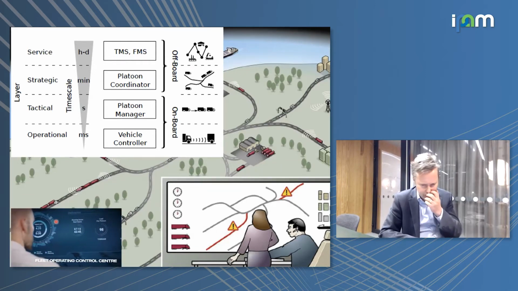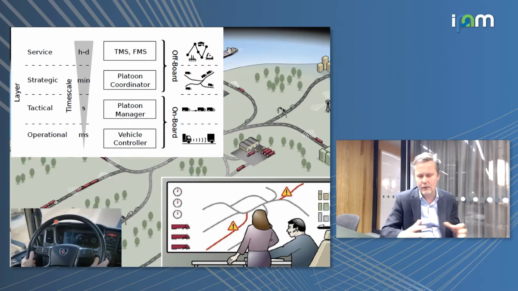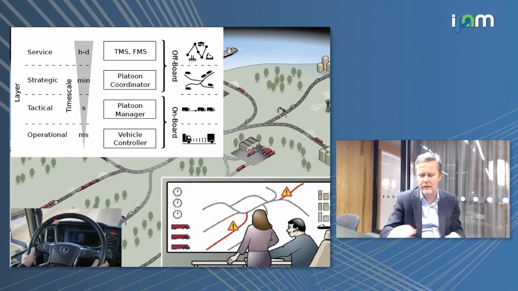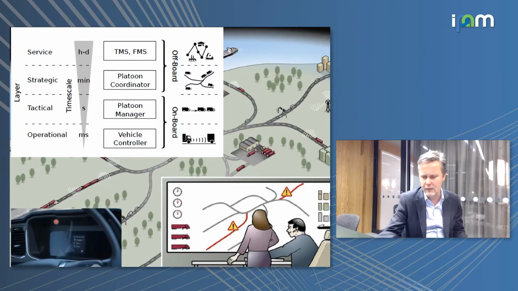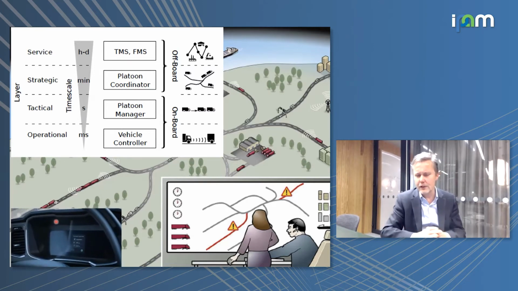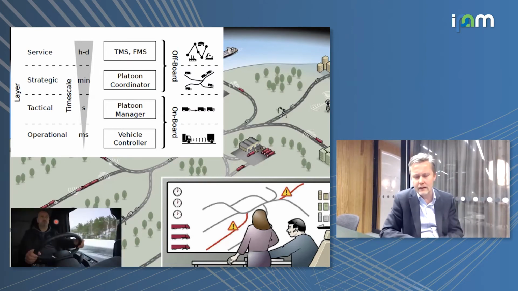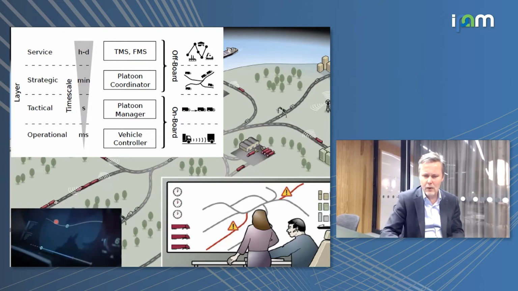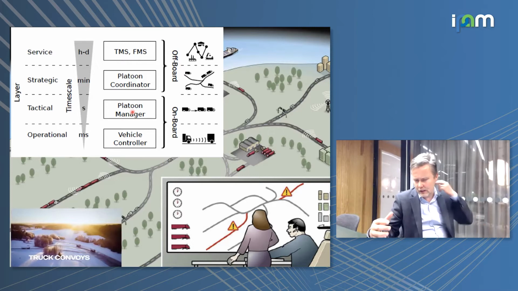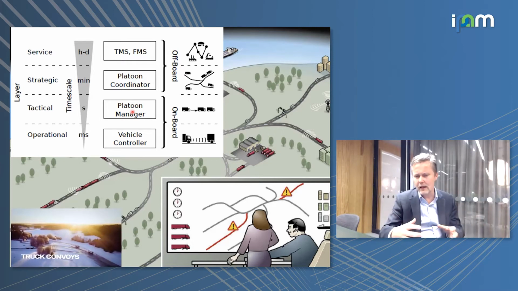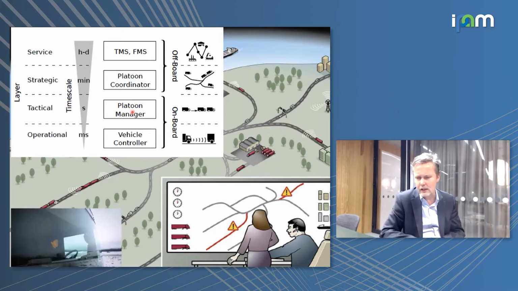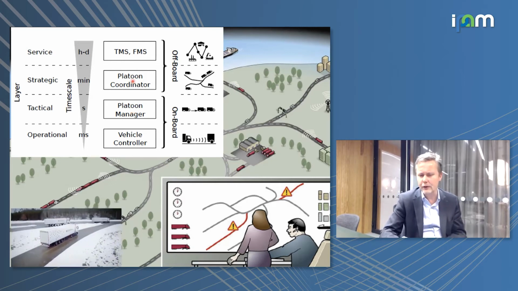So you see here on the lowest level, we assume that we have this capability that you saw in the video, so that trucks are able to go in platoon and regulate automatically the distance between them. One level up, we have a platoon manager, so another system which is able actually to make platoon merge and dissolve and so on. On top of that, we have a platoon coordinator.